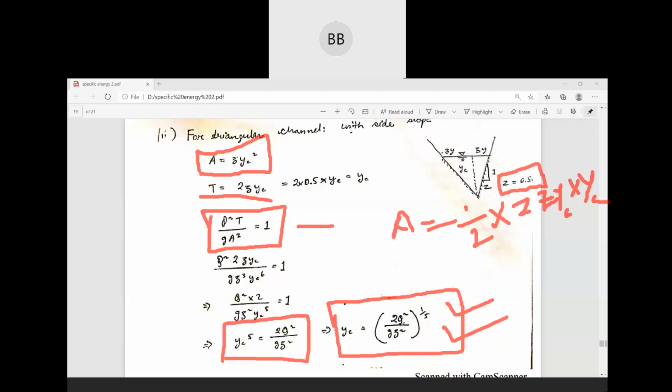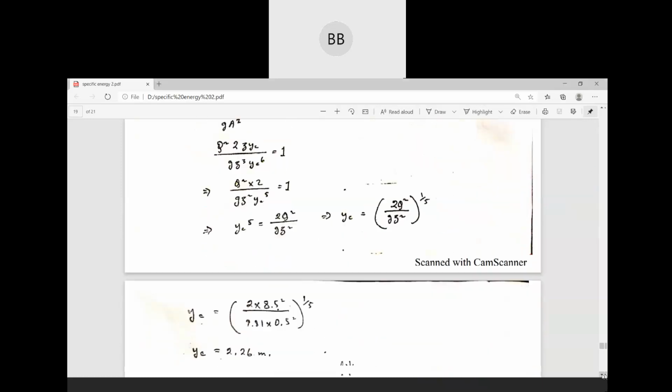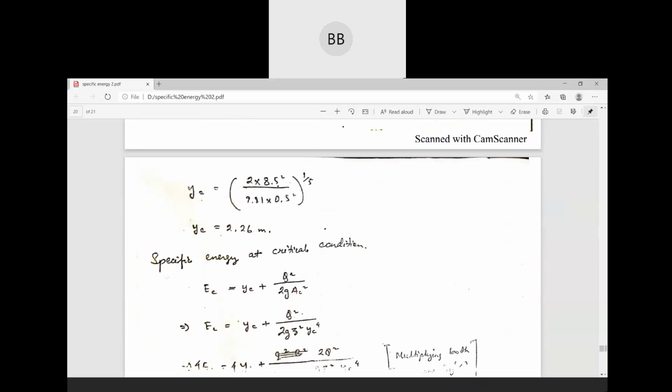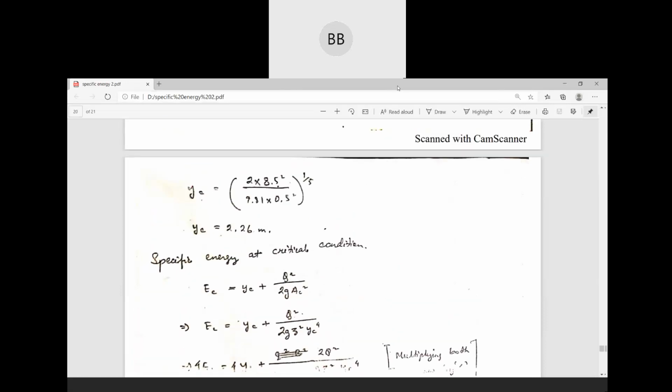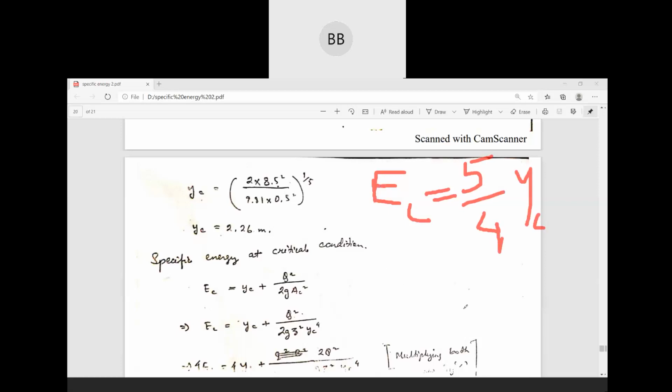Discharge Q is already given, and the z value is also given, 0.5. The g value you can take as 9.81, and you can directly find the yc value of a triangular channel. You will get 2.26 meter approximately. And for the triangular channel, EC is equal to 5 by 4 YC.